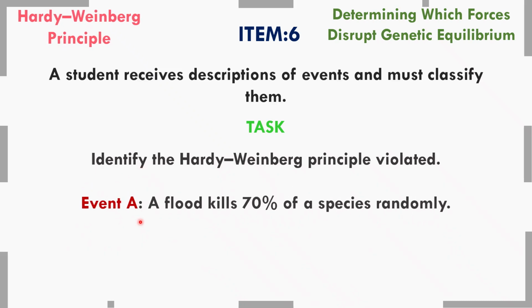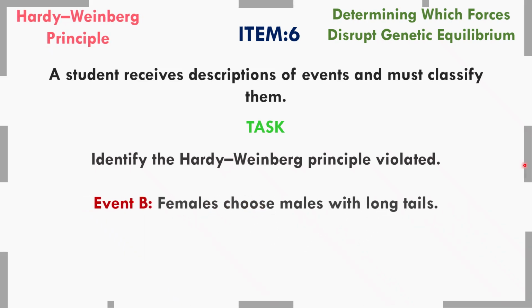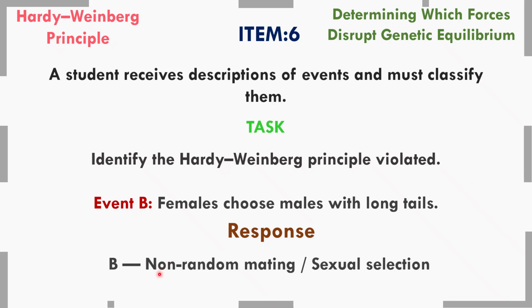Event A: a flood kills 70% of the species randomly. This is genetic drift. Event B: females choose males with long tails. This is non-random mating, sexual selection.